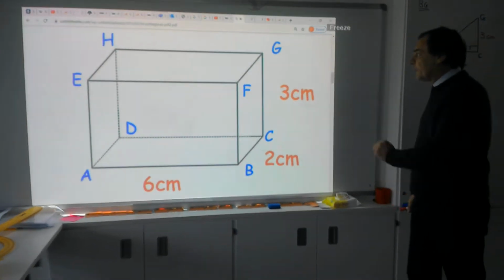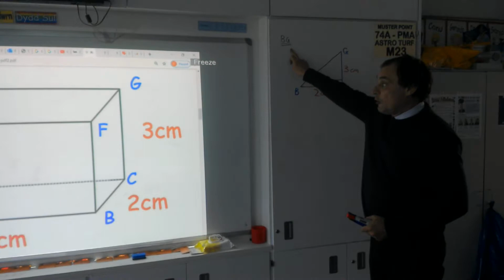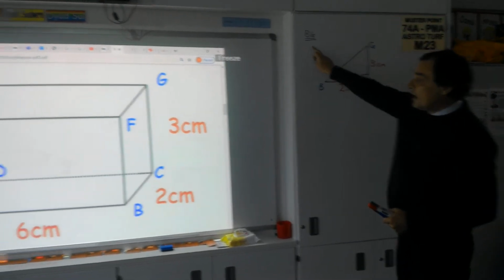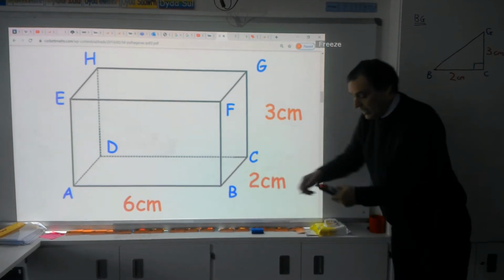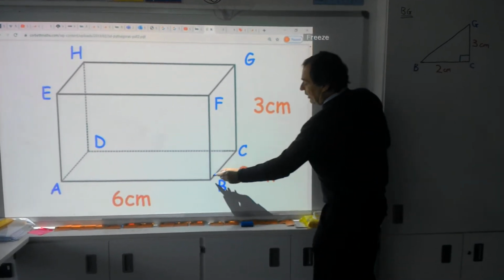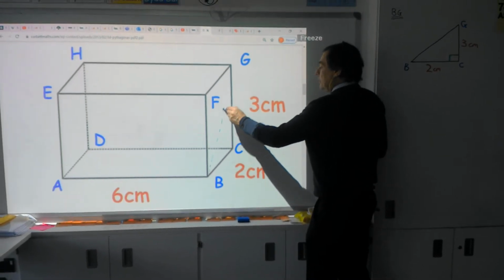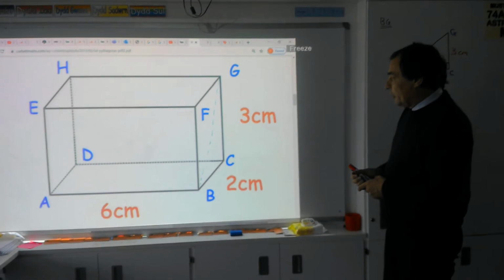So if we go over to the first board and have a little look at our first side we're going to work at, we're going to be focusing on BG, which is this diagonal here. Now what I'm going to do quickly is draw it with a dotted line on the cuboid itself, on the 3D model.